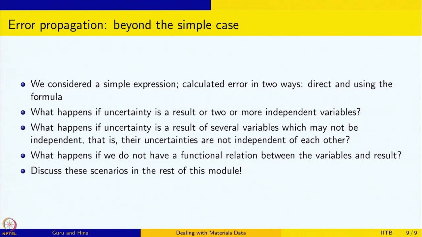And sometimes you might not even know the functional relationship between the quantity that you are trying to calculate and the quantities on which it depends, even though you know the error on those variables. In those cases, how do you deal with and understand the error propagation, or do the uncertainty propagation analysis? That is the part of the descriptive data analysis using R that we will do, and that will complete this module on descriptive data analysis using R. We will do that in the following parts.